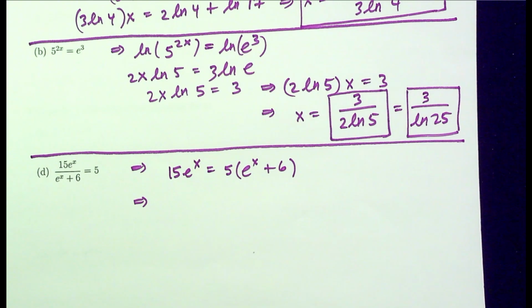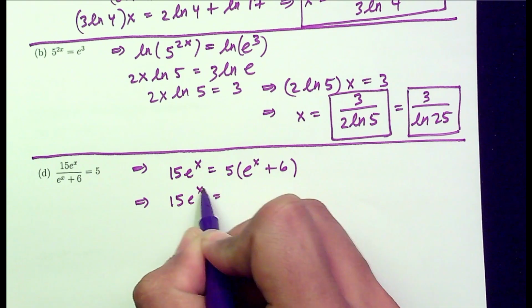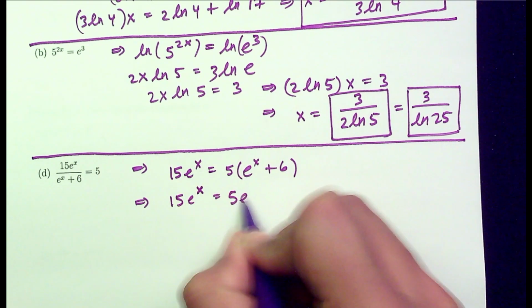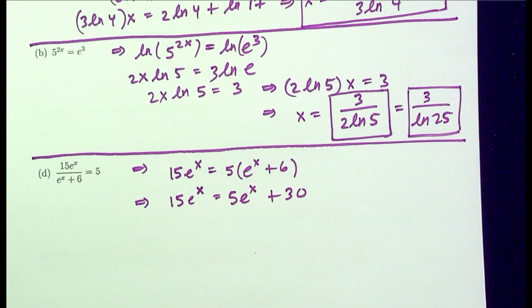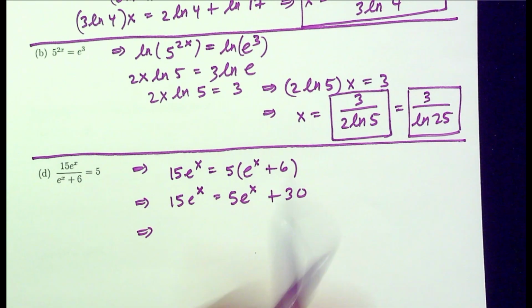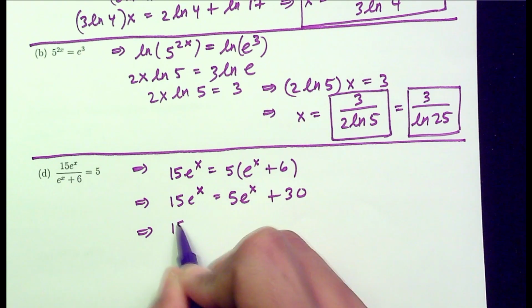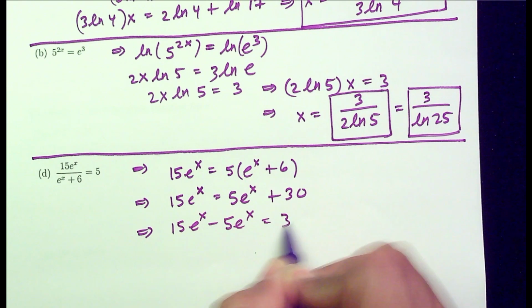Okay, then distribute here. So this is distribute the right hand side. So this is 5 e to the x plus 30. 5 times 6 is 30. Then you want all the x's on one side, so you have to move this. You're going to have 15 e to the x minus 5 e to the x equals 30.